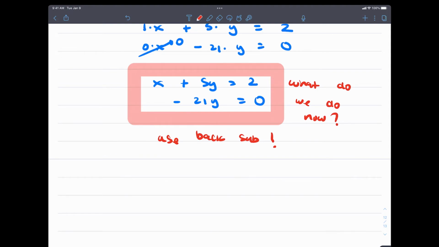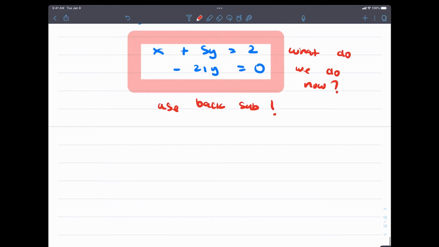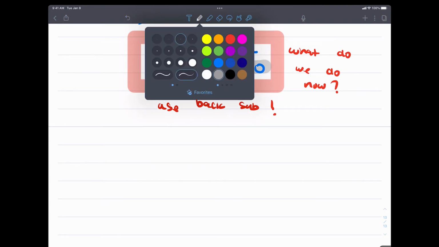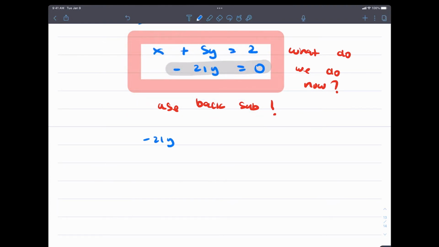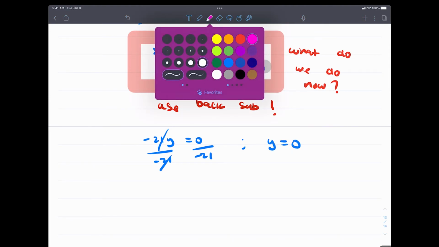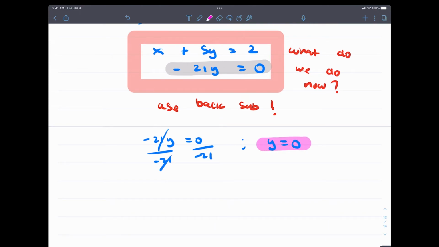So you're going to use back substitution, ladies and gentlemen. Which one do you start with? You start right here. Negative 21y is 0. Divide both sides by negative 21. What is y going to be? Y is 0, because 0 divided by any number is 0. This is my y-coordinate solution.